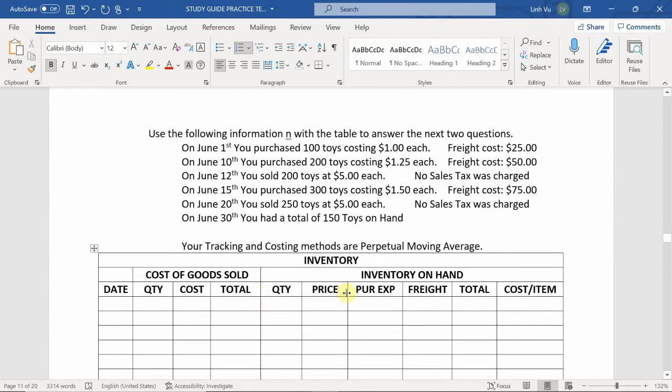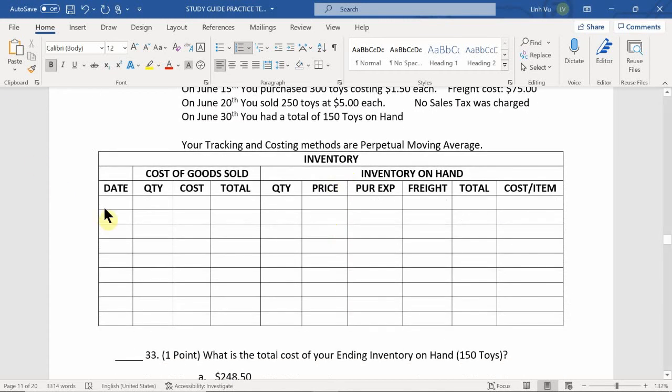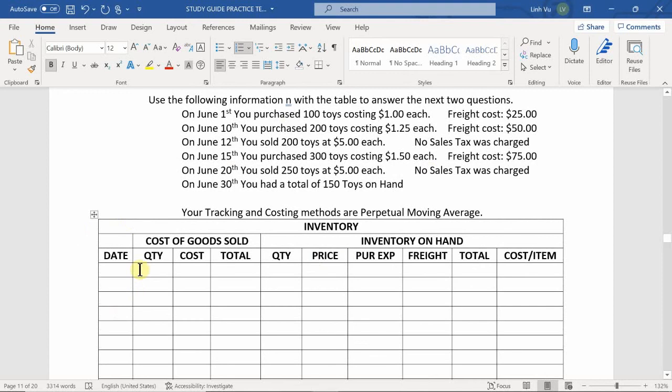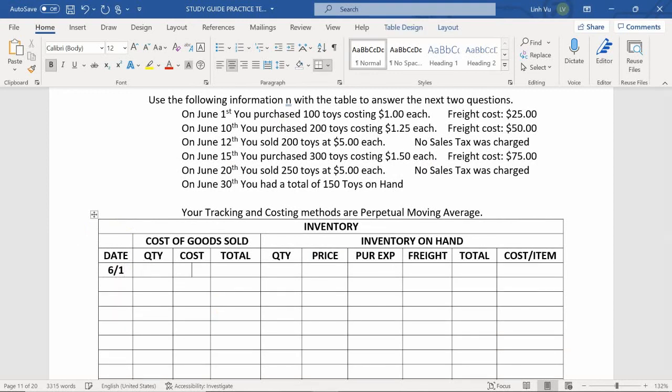And then here, it's the same process with FIFO, so you're able to do that. But this time, let's go ahead and do the same scenario, except this is with moving average. Okay? Moving average is different, right? We have to add our numbers up together to get our totals. So in this case, same scenario. June 1st.